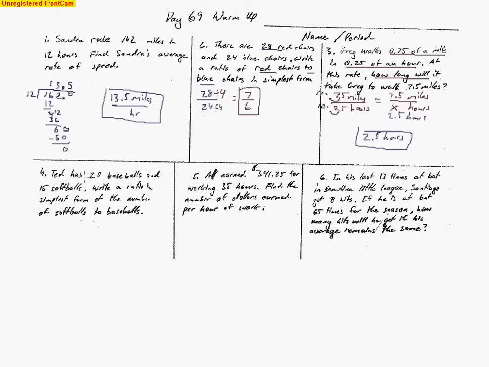Here it says Ted has 20 baseballs and 15 softballs. Write a ratio in simplest form of the number of softballs to baseballs. And so when we go ahead and do this, we're going to start with the softballs, 15 over 20 baseballs, and then just reduce this by taking out that common factor.